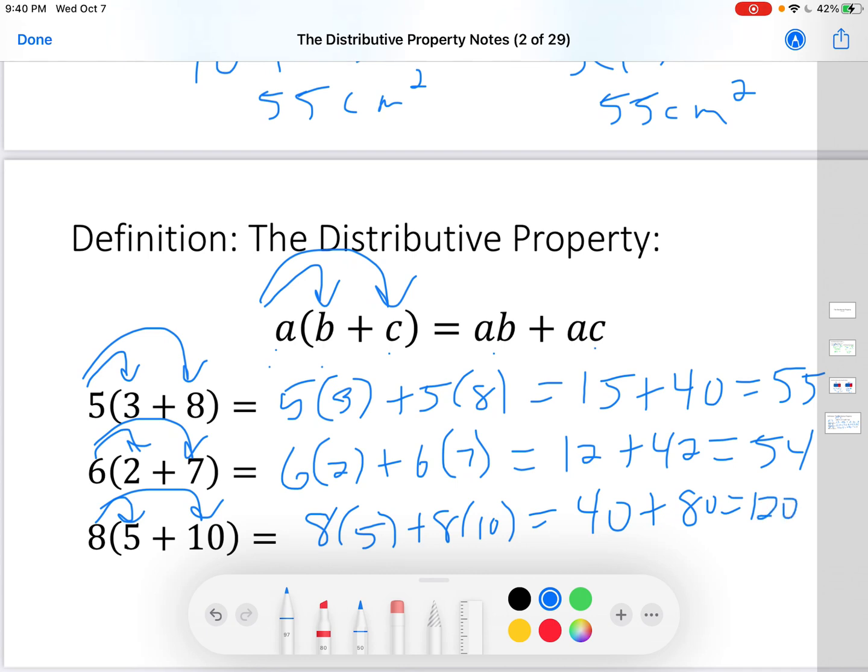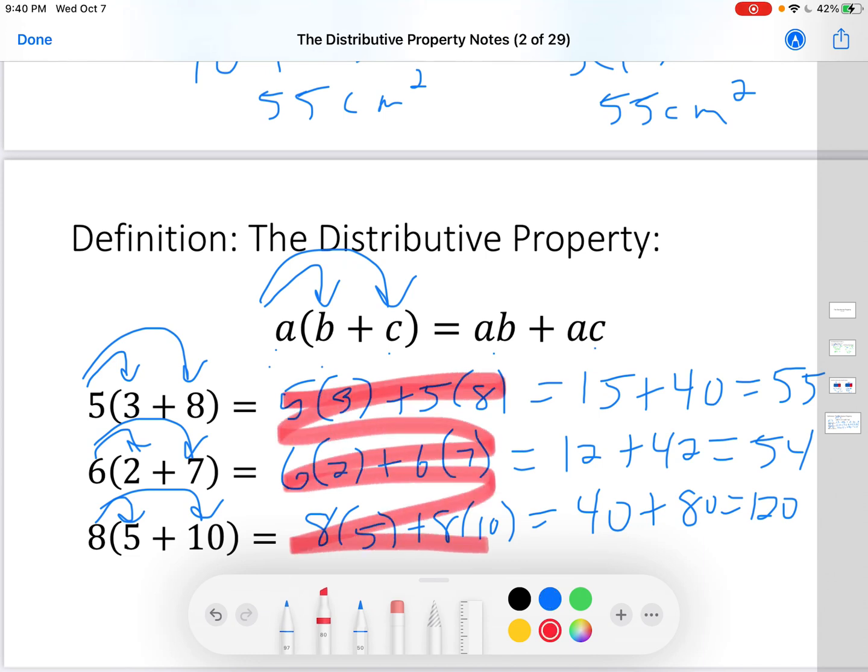Got the idea? These are called the distributions. These are the values. I mostly will not be asking you for the values, but it's good to know them.